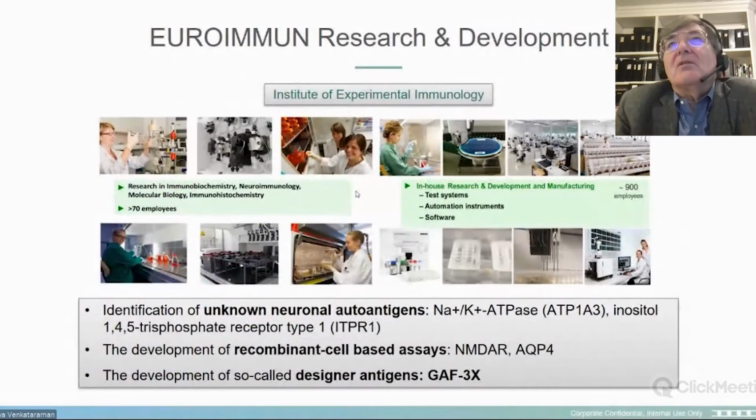So EUROIMMUN has been a leader in neuroimmunology because of its active role in research and development led by the Institute of Experimental Immunology. This is a group of over 70 scientists who are actively involved in identifying new antigens. For example, they've identified unknown neuronal antigens such as ATP1A3 and ITPR1, and so they have added to the armamentarium that the clinician has available. They've also been very active in bringing discoveries of others, such as NMDAR1 by Dr. Dalmau, to the commercial market by creating recombinant cell-based assays and allowing these antibodies to be tested in commercial laboratories, providing more access to patients.